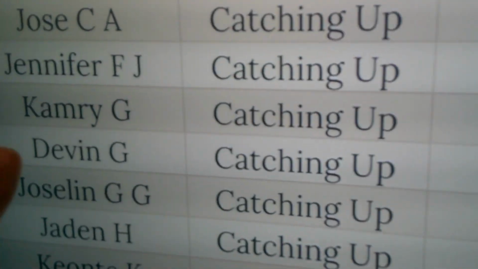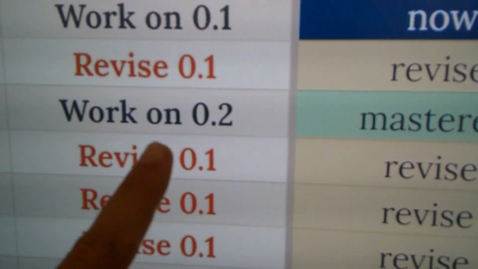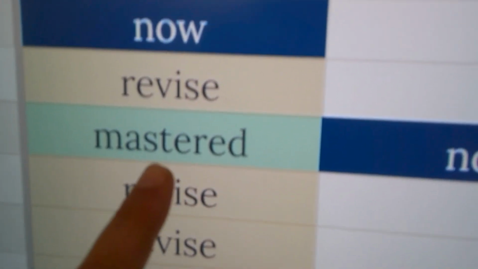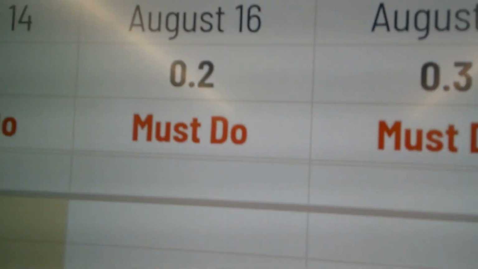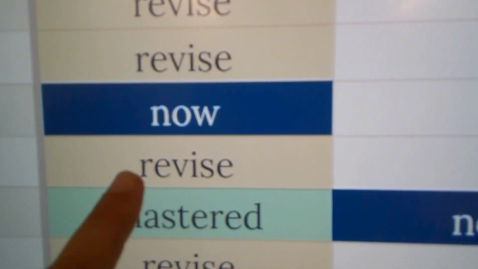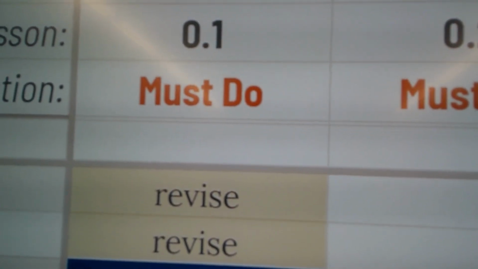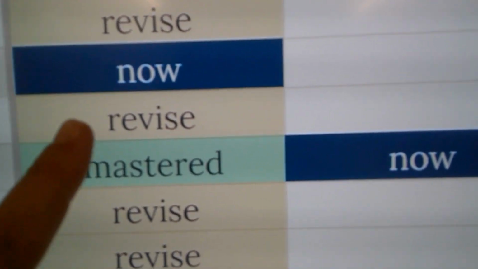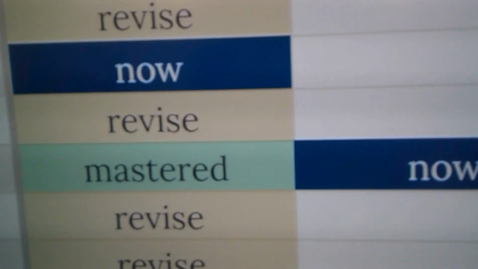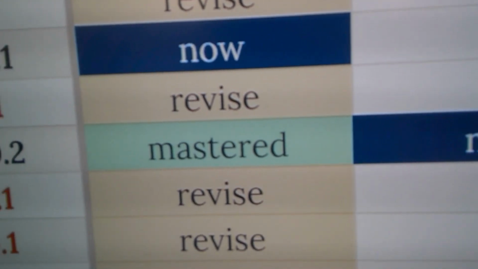Now, I will grade the Mastery Checks as I can, and depending on whether or not you get them right or not, you will see it on the chart. You will come, you will look at your name. It tells you exactly what you need to be working on. It tells you whether or not you mastered Unit 0.1. It tells you what you need to be doing now. And if it says revise, that means you didn't master that content. You need to work some more examples, watch some more videos, check the quizzes, ask a friend for help, try to figure out what you did wrong.